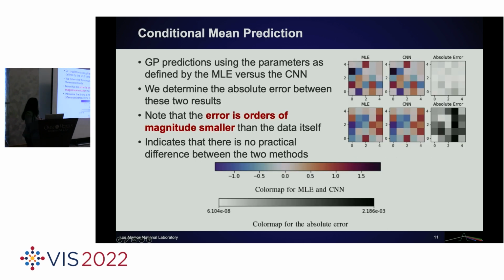Finally, we compared the conditional mean prediction for the MLE versus the CNN. So we looked at the reconstruction using the CNN compared to the MLE, using the sigma, L1, and L2 parameters defined by the CNN. And then we mapped the absolute error difference between these 2 prediction sets. And we saw that the errors were orders of magnitude smaller than the data itself, indicating that really there's no practical difference using one method over the other.